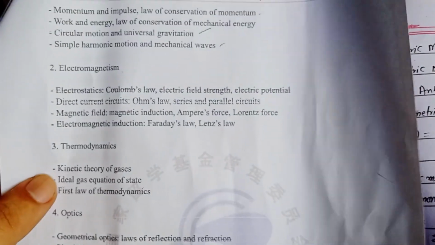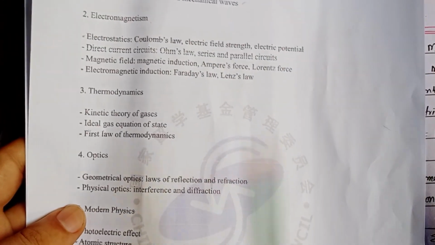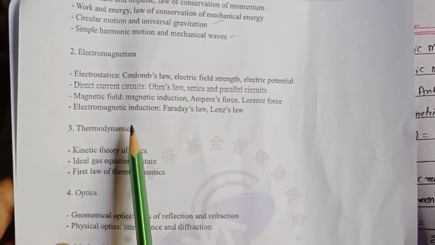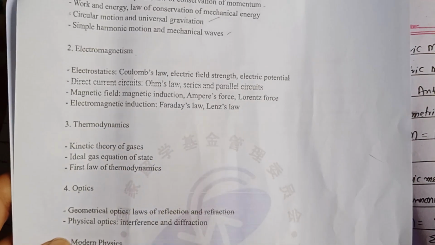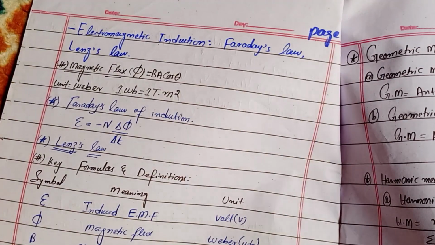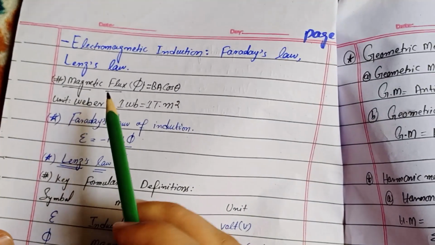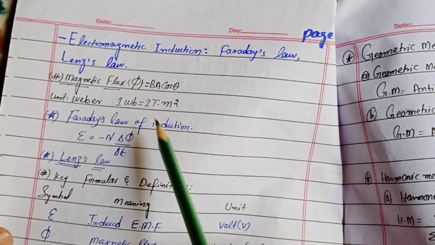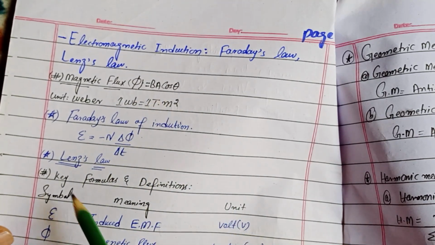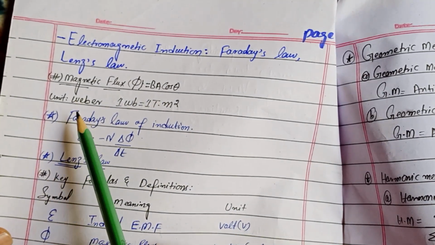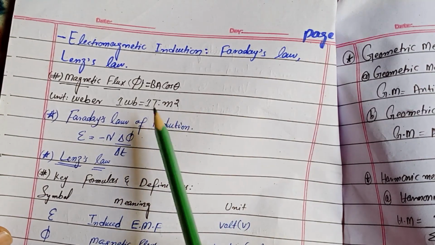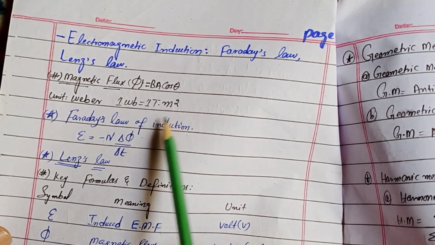The last subtopic is electromagnetic induction, Faraday's law and Lenz's law. In electromagnetic induction, the important thing is magnetic flux. Magnetic flux is equal to B A cos theta, and its unit is the Weber, where 1 Weber is equal to 1 Tesla times 1 meter squared.